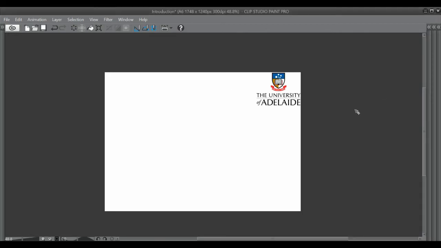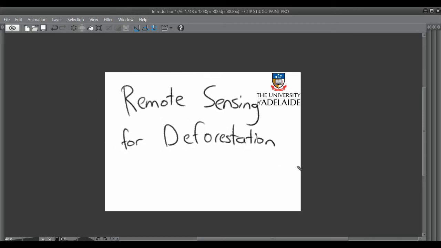So today I'll be talking about how remote sensing can play a role in deforestation.